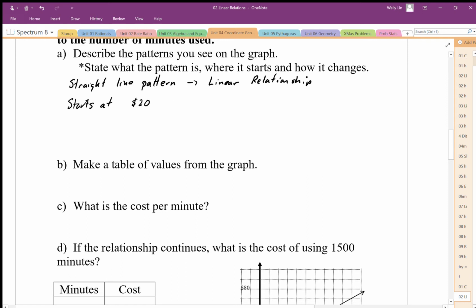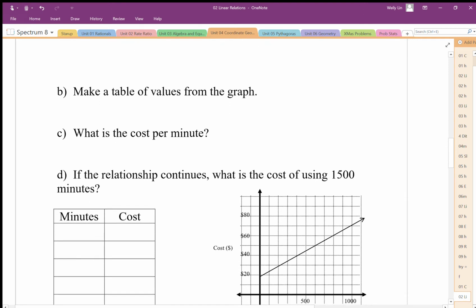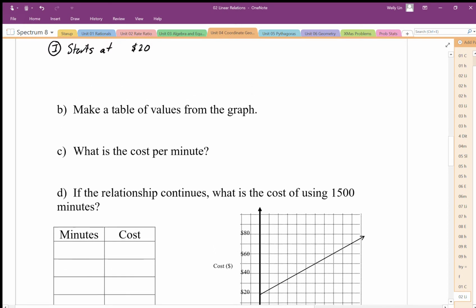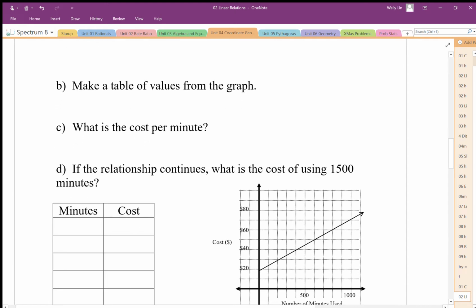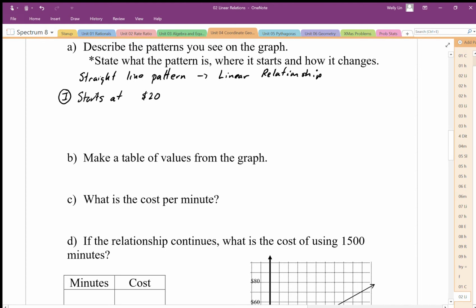I'm going to label that 1, so that's one part of the description, but there's two things that describe this. The other thing is the angle that's going up. To describe that, maybe I can describe the rate at which it's going up as we go over 100 minutes: for every 100 minutes, it's going up $10. So that's the other part of this relationship.